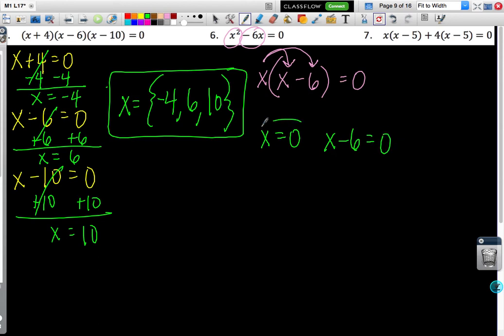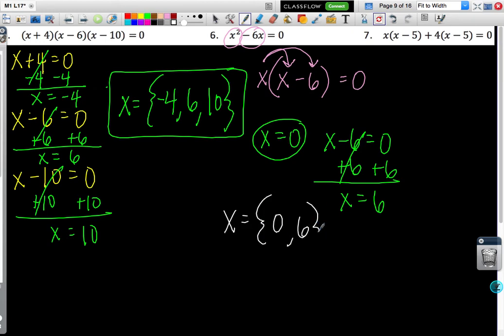So this one's already solved. And then when you add 6, you're left with x equals 6. So your solutions are 0 and 6.